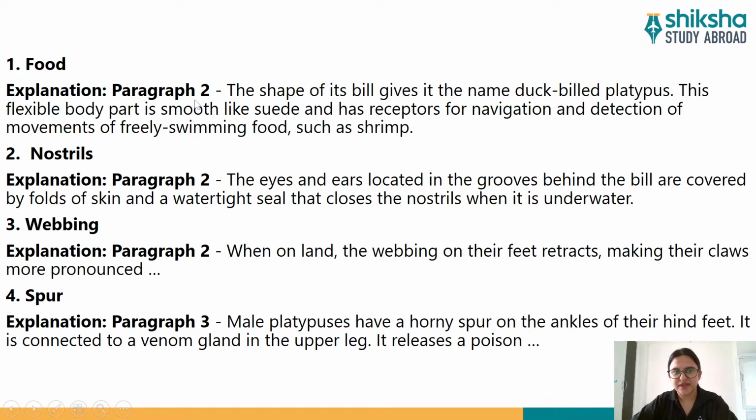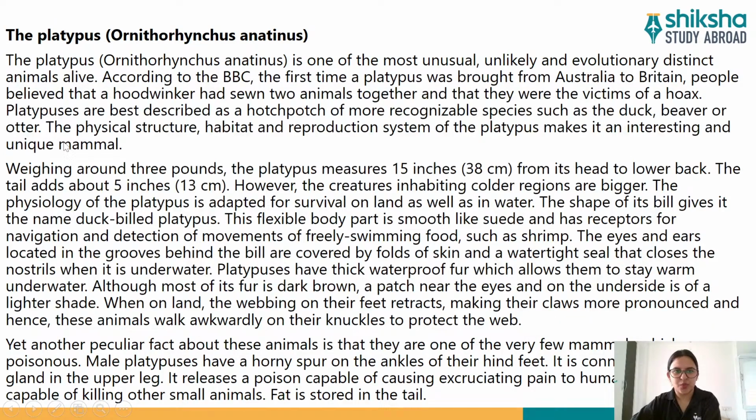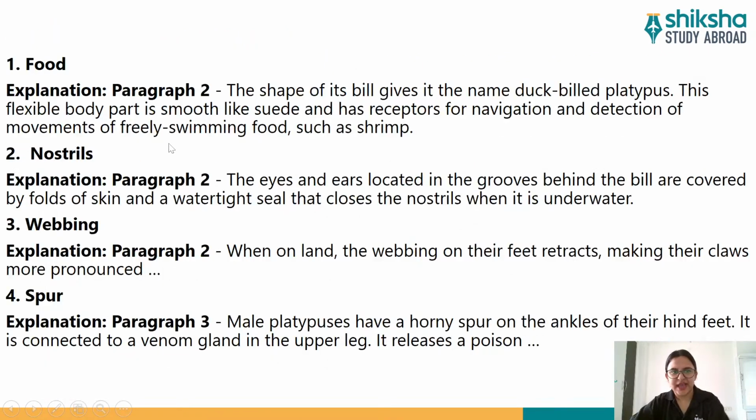Now the explanation is in paragraph 2. If we go to paragraph 2 in the passage, you will see 1 and 2; this is the second paragraph. The line given here says the shape of its bill gives it the name, the duck-billed platypus. And this flexible body part is smooth like suede and has receptors for navigation and detection of movements of freely swimming food such as shrimp. So again, we have the mention of food here. Of course, "freely swimming food" cannot be written as the answer because we have to use only one word. So we'll write food as the answer.